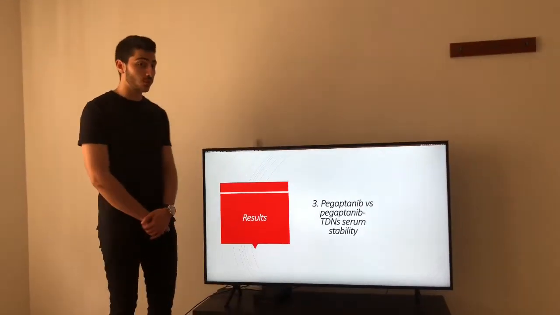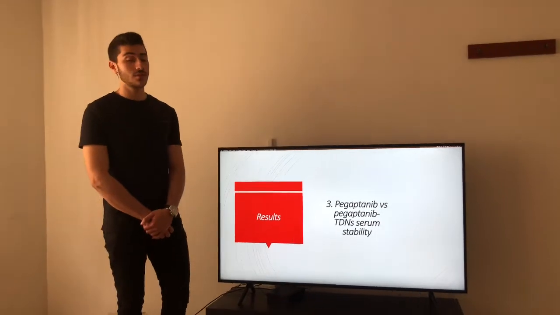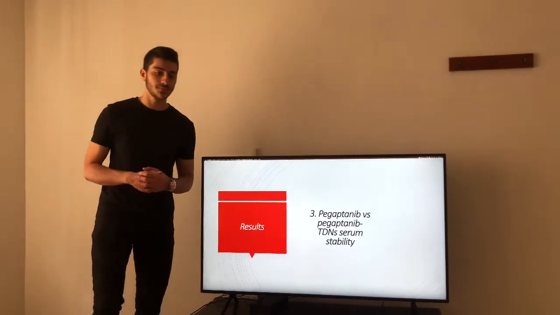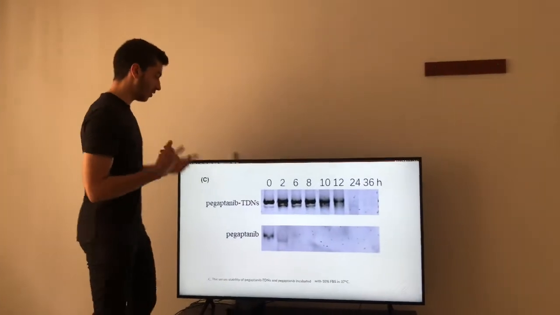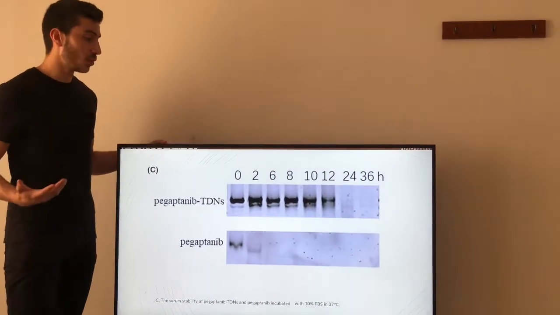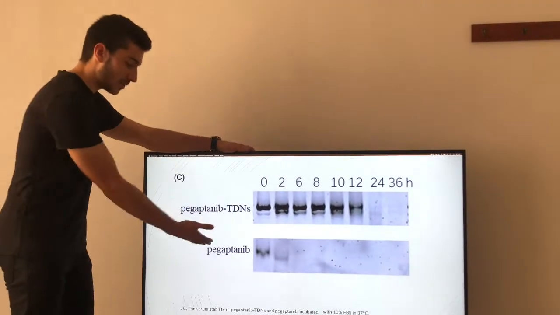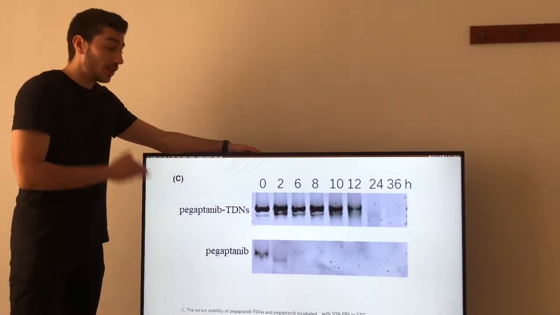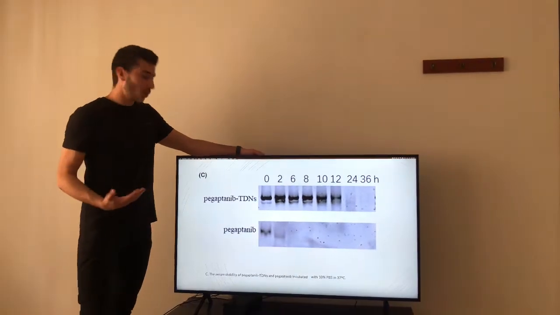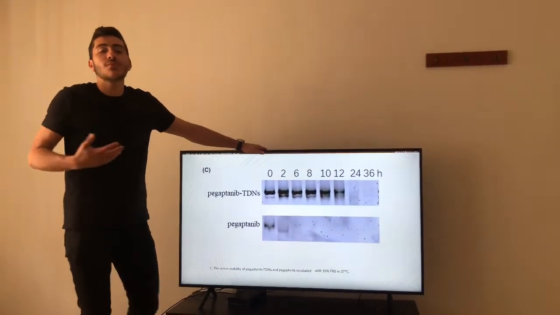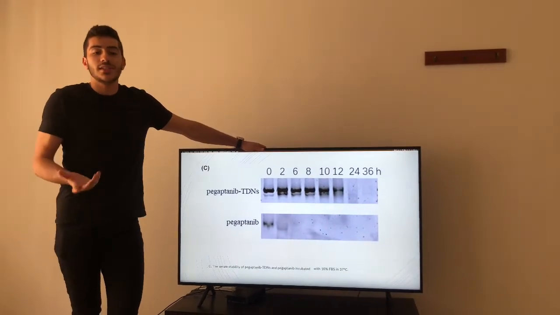The third result showed pegaptanib and pegaptanib-loaded TDN serum stability. This simply means how much time the medicine lasts in blood. In this image, it is simply showing that pegaptanib, when it is loaded to the TDN, lasts even after 12 hours, whereas pegaptanib by itself completely vanishes after 2 hours. In other words, when pegaptanib is loaded to the TDNs, it is much more efficient and its existence increases.